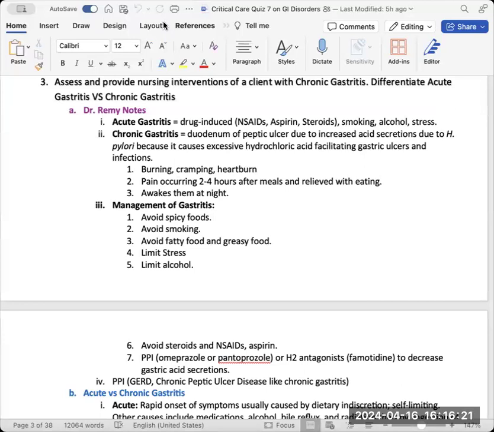So we expect them to complain of heartburn, right, from peptic ulcer disease. A very common manifestation of peptic ulcer disease is heartburn. They also have pain that occurs 2 to 4 hours after meals, and it's relieved with eating, which we already explained why, and that it awakes them up at night.